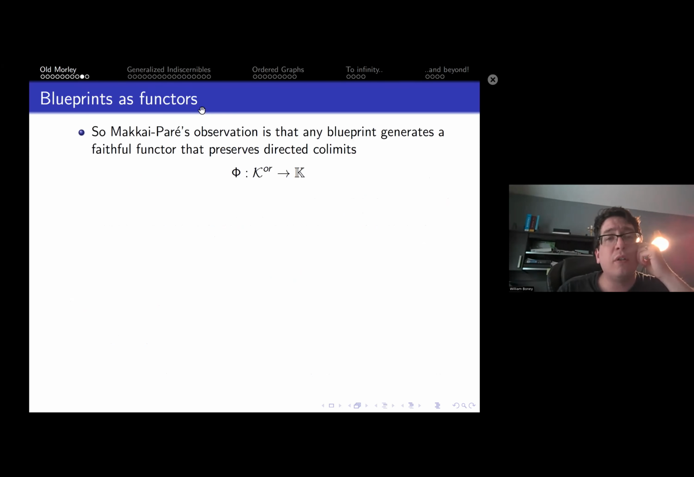So sorry, I'm trying to move these bars to where they're not in my way. So Mackay and Paret's observation is that any blueprint generates this sort of faithful functor that preserves directed colimits.